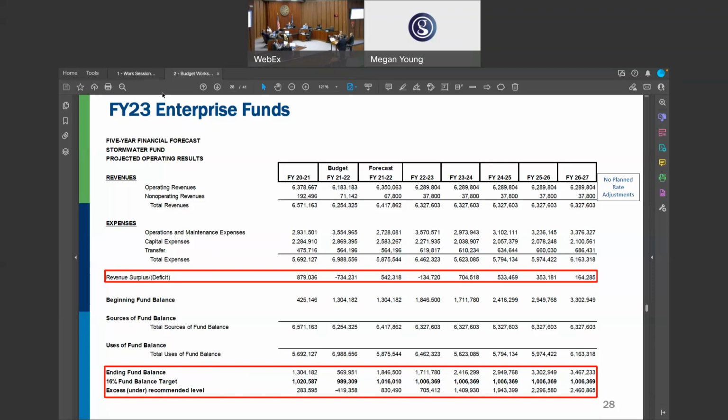So this forecast is designed to show that even if we freeze rates while we evaluate a different model of funding, we can absorb our current operating and capital needs going forward in the stormwater fund.